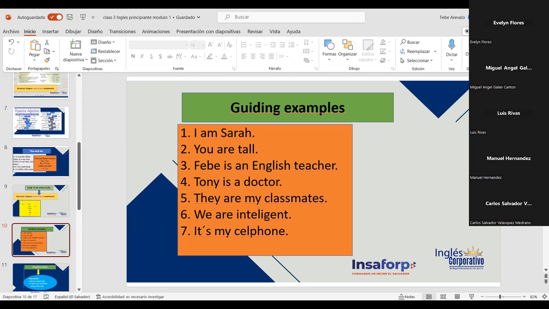Vamos a ver. Evelyn. Voy a sacar mi varita mágica, mi spotlight. Tony. Tony, ¿qué es, Evelyn? ¿Es subject? ¿Es un noun? ¿Es un verb to be? ¿O es un complemento? It's a noun. Very good, excellent. Which is the verb to be? ¿Cuál sería el verb to be en la oración, Evelyn? He is a doctor. Is. Entonces el verb to be is.